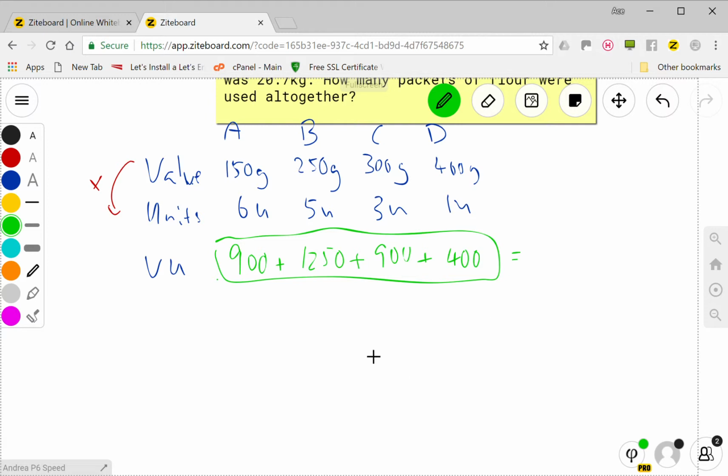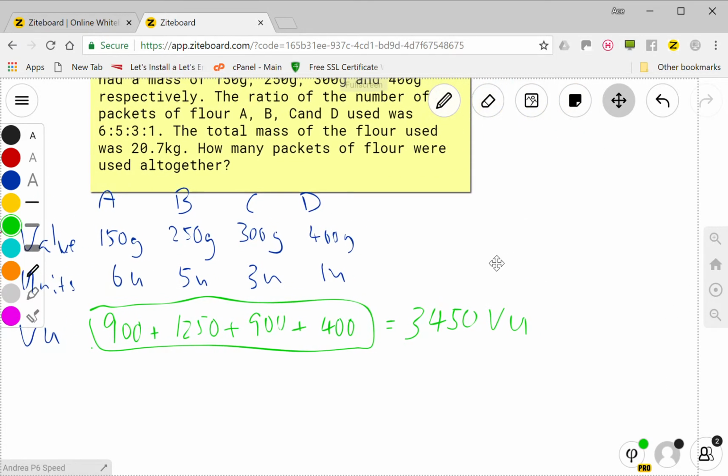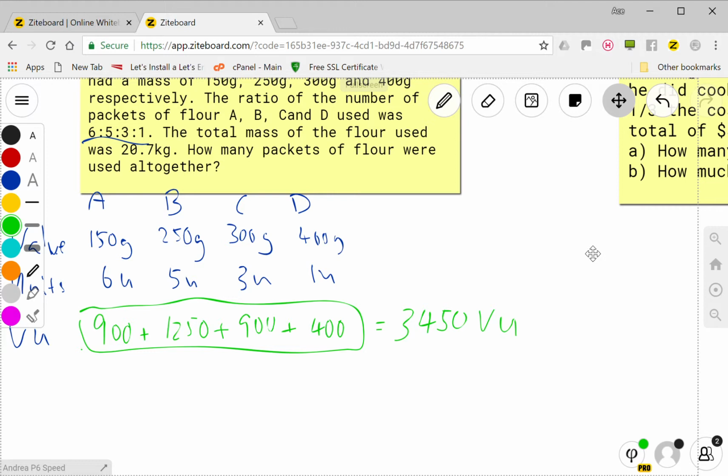So if I take 900 plus 1250 plus 900 plus 400, I get a total of 3,450. So this 3450 is VU. Now what is this 3450? This 3450 actually represents this 20.7 kilogram. 20.7 kg.